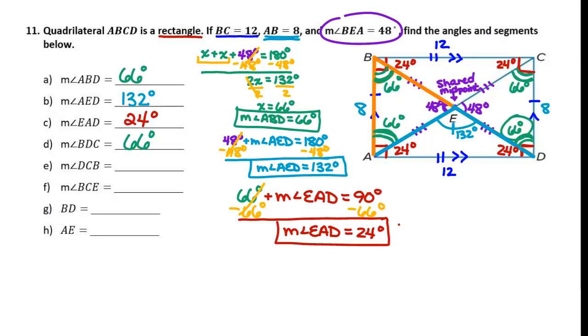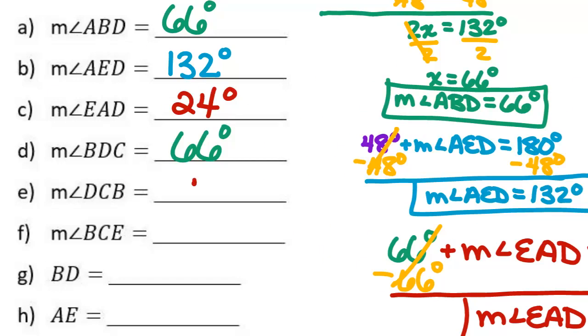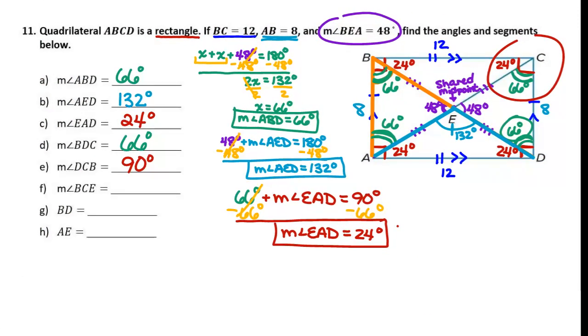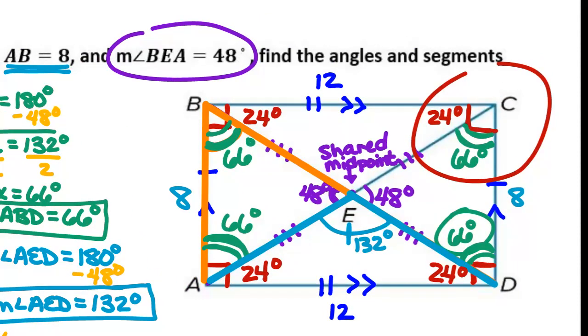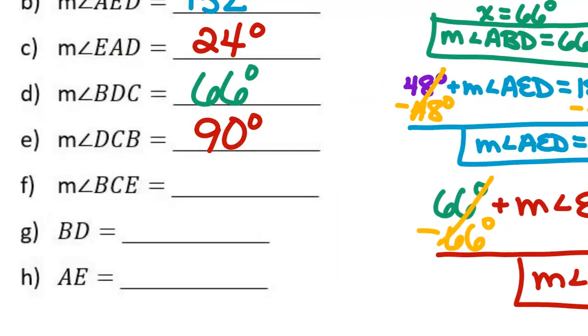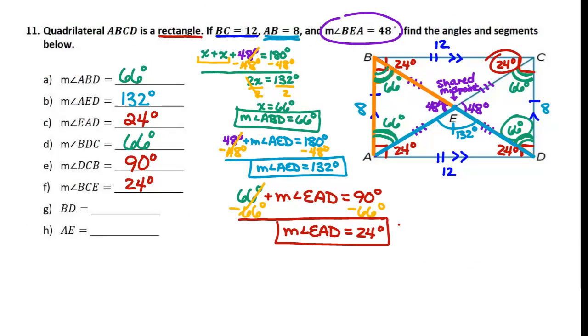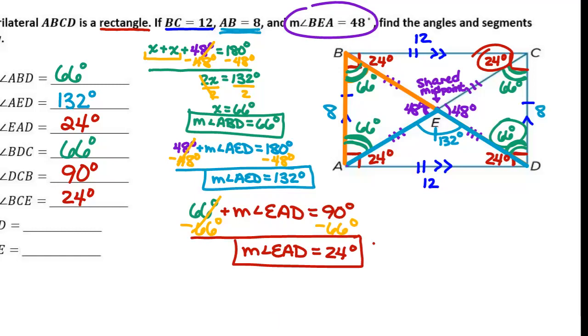All right, part E, the measurement of angle DCB. They're asking about this whole angle right here, 90 degrees. And then BCE is this angle right here. That is 24 degrees. Two more things left to find on this problem. We need segment BD. Well, BD is this entire diagonal right here.